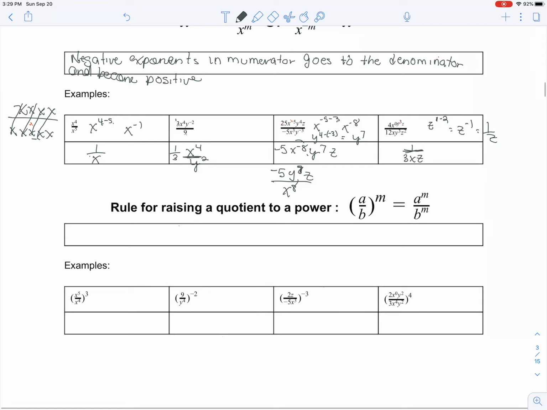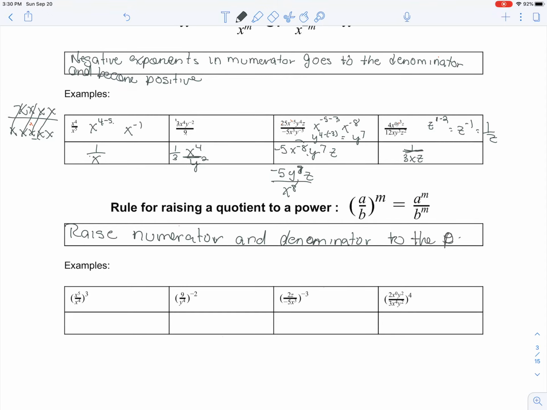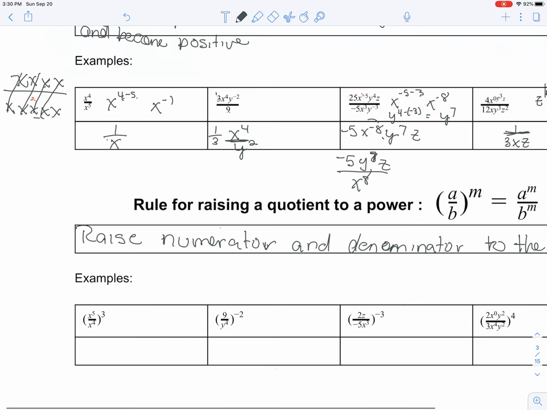rule for raising a quotient to a power. Basically, raise the numerator and denominator to the power. So we're just going to raise them both individually to the power. All righty?